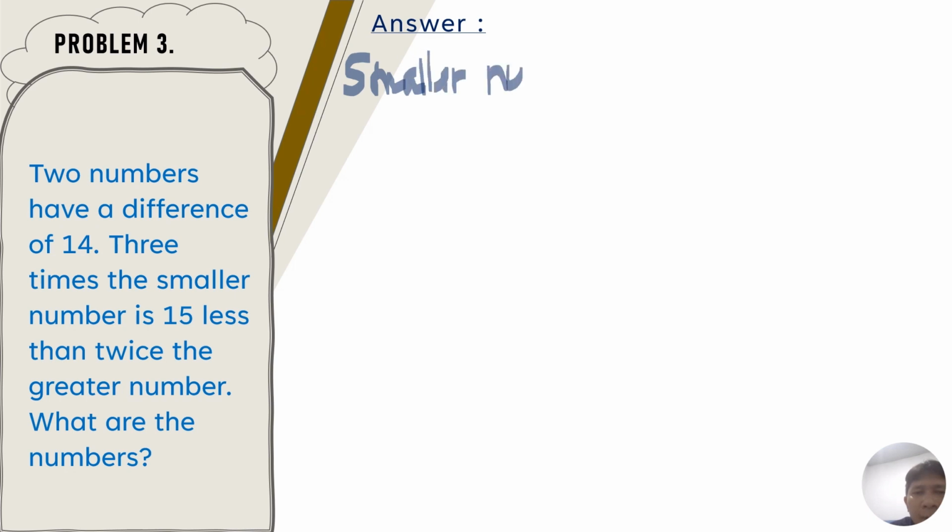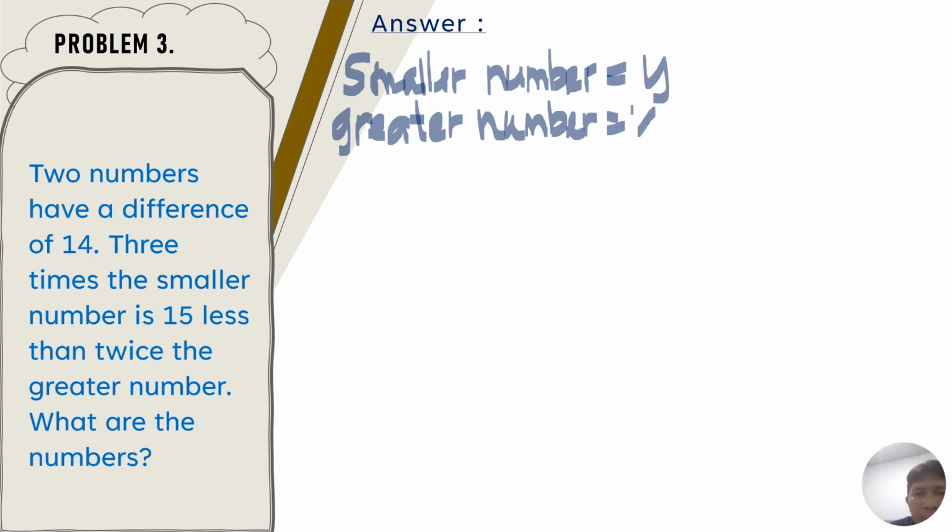Smaller number equals y, and the greater number equals x. Okay, and they say that the difference is 14, so it must be greater number minus smaller number, so we're going to write x minus y equals 14. Then we can change this one, so x equals y plus 14.